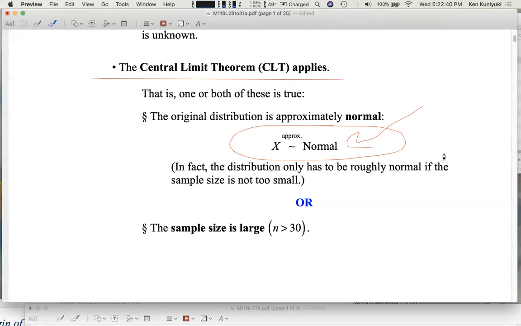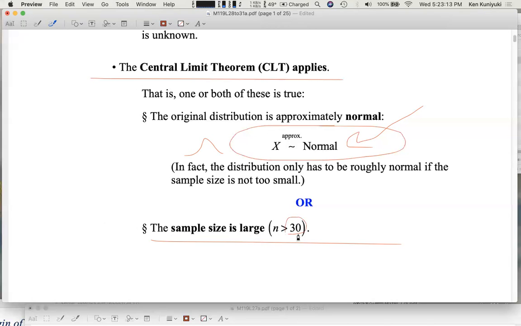But if the Big Daddy distribution is perhaps unknown, or we cannot presume it's normal, maybe we're talking about dice. The distribution for one die result is uniform, discrete uniform. Remember that? That wasn't normal. So if you don't start with a normal distribution, then you're going to have to rely on having a large sample size. The convention is the sample size would have to be greater than 30 if we're not allowed to assume approximate normality in the Big Daddy distribution.